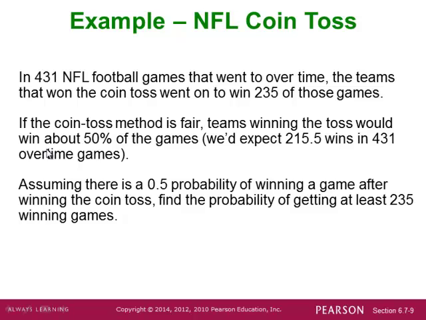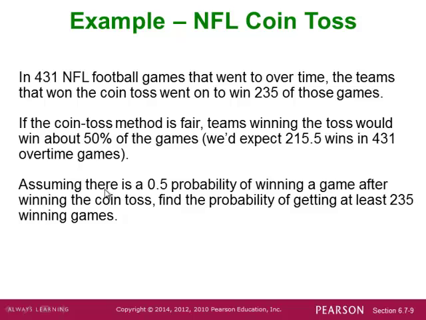Now, if the coin toss method were fair, teams winning the coin toss would win about 50% of the games. Now, half of 431 is 215.5. Now, is the 235 games that were actually won by the team that won the coin toss, is 235 such a departure from 215.5 as to be remarkable? Well, we shall see.